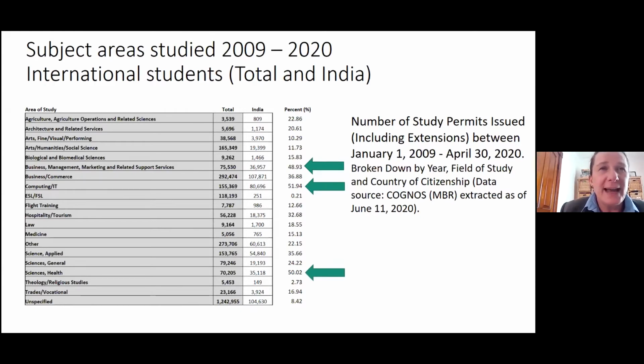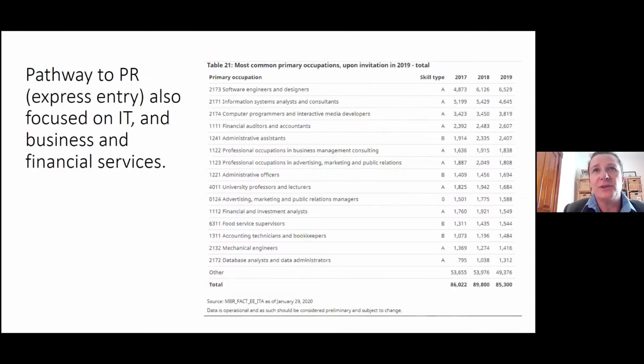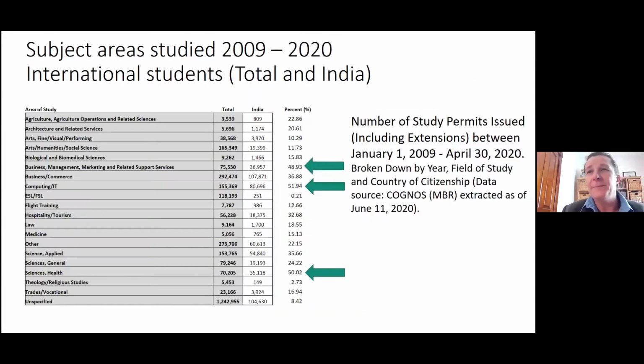Also looking at health sciences is another area where international students from India are concentrated. And this is quite important, especially with the recent report coming from Statistics Canada with regards to the performance of international students by subject area. And so this is something I'll comment on in a moment.